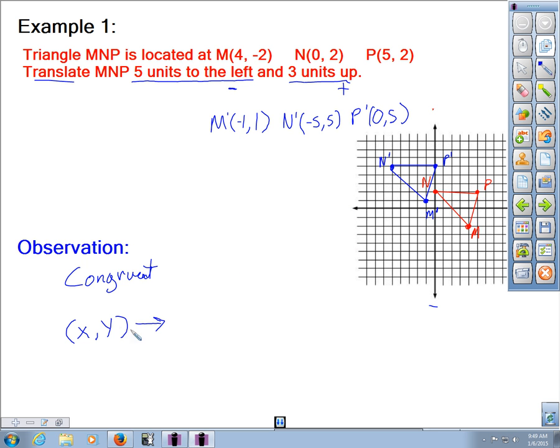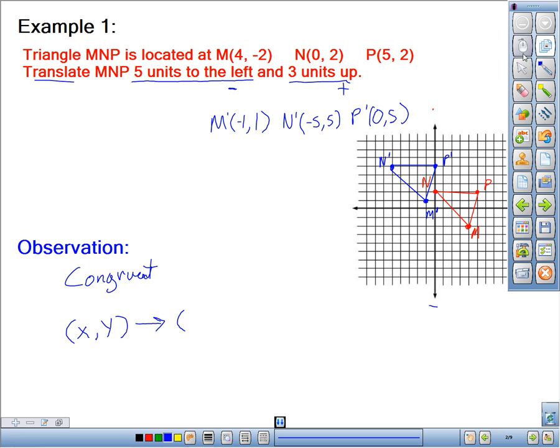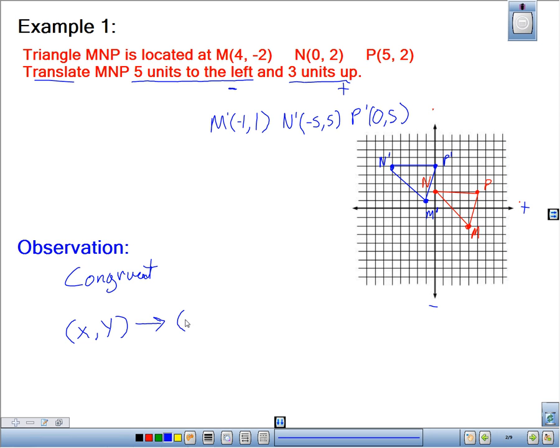So our xy ordered pair, and then we've got our arrow to represent our transformation, in this case a translation. And then we're going to talk about what our new points look like. All right? Well, let's look at our x's. Here we said that they were subtracted by 5. So I'm going to take my x's and subtract 5. Okay? Let's look at the y's. We had -2 to 1, 2 to 5. In those cases, we said it went up by 3. So I can write that as y plus 3.